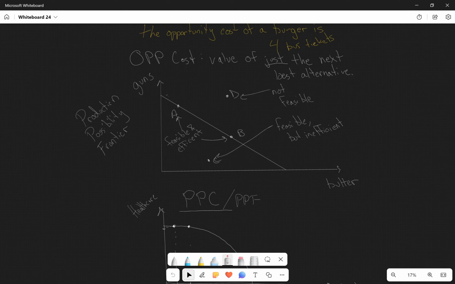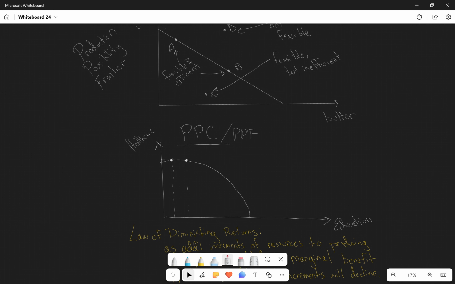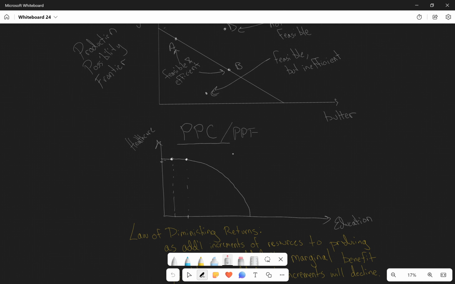So we talked a little bit about how budget lines are straight, but production possibility frontiers or production possibility curves are curved. They're curved because when we get to a point where we're producing a lot of one thing, right? We're producing a lot of healthcare here and not very much education. If we want to squeeze that last little bit out of the orange in order to get more healthcare, right?